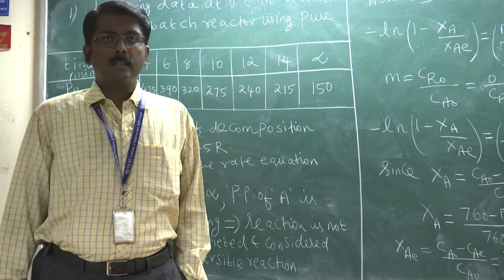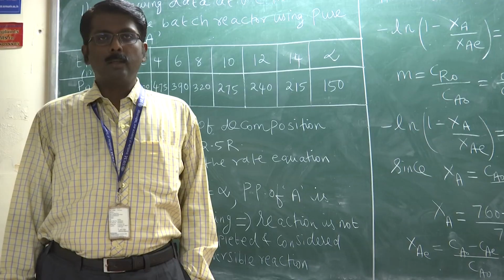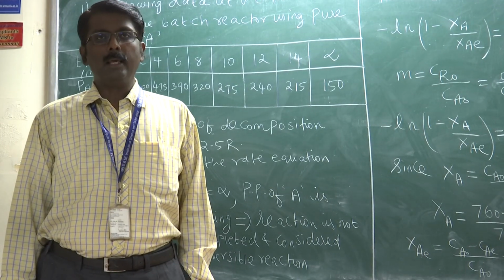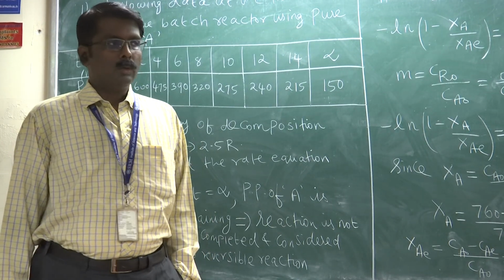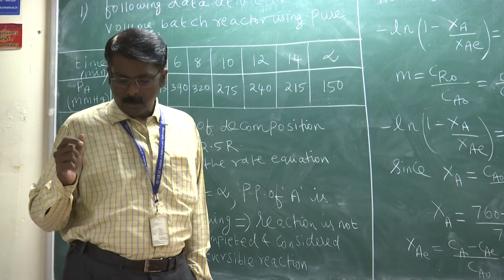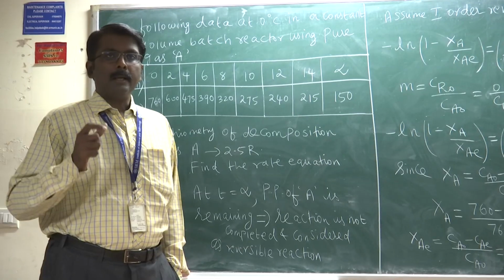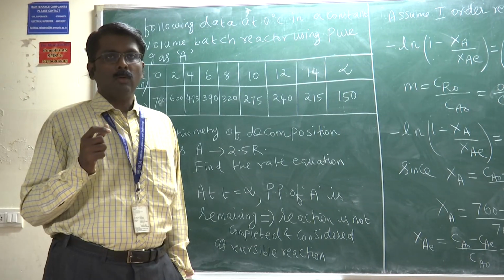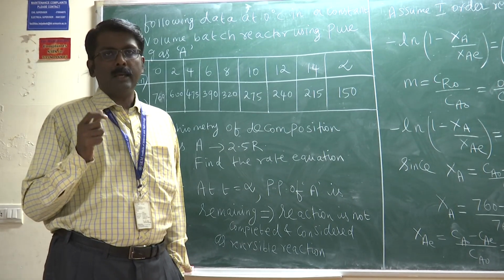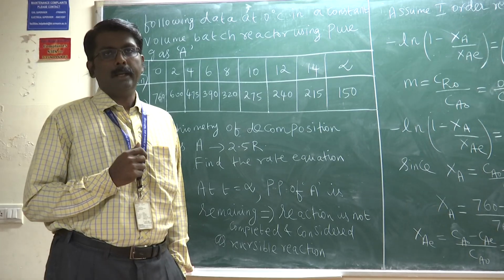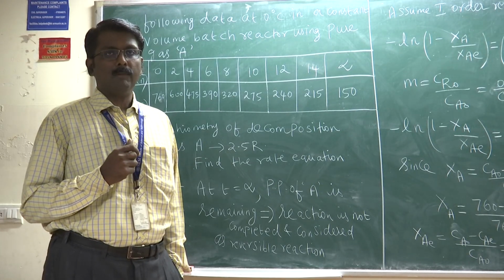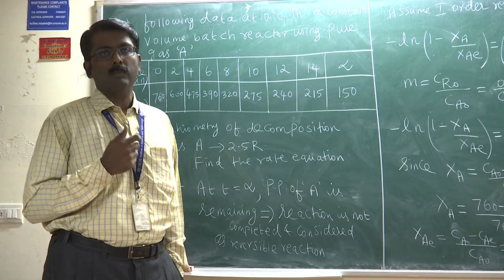Today we are going to discuss a problem which is used to find the rate equation for a chemical reaction. Finding the rate equation is very important, because the complete rate equation is necessary to find the design variables for a chemical reactor also. Any performance equation of a chemical reactor will have the rate equation term.